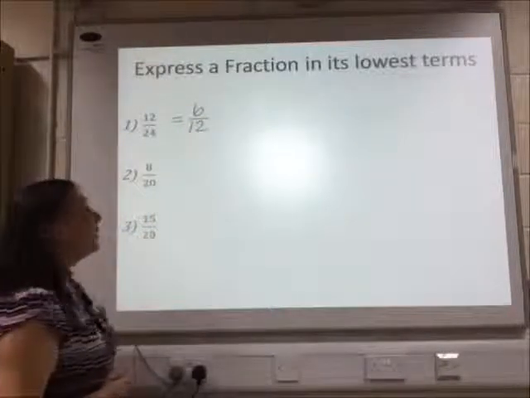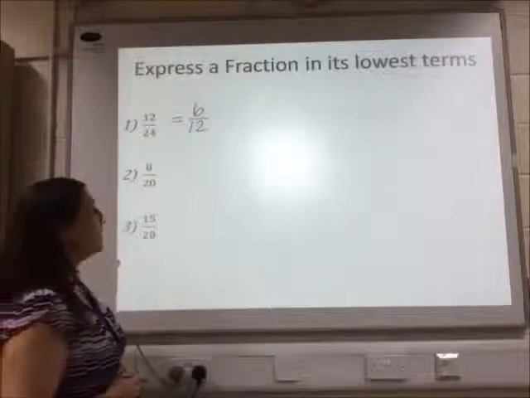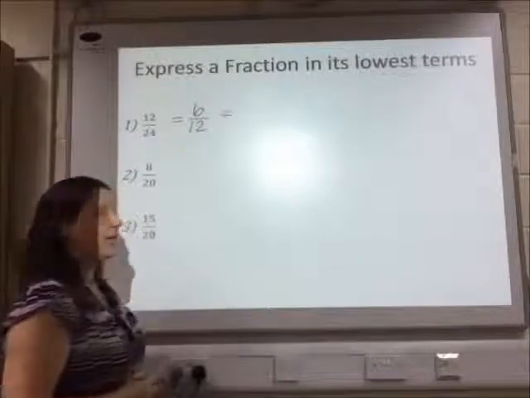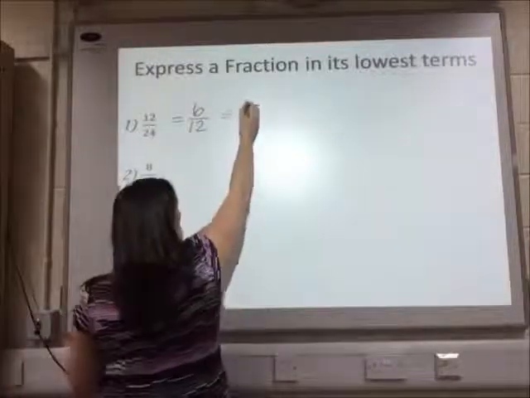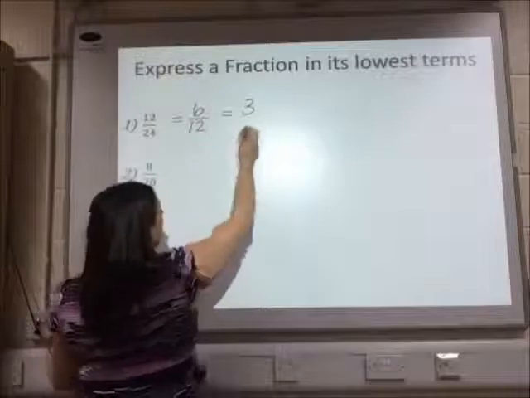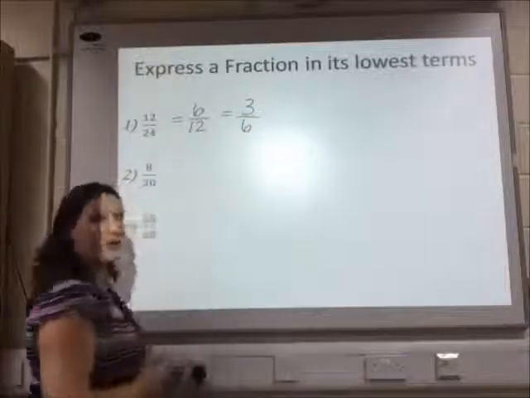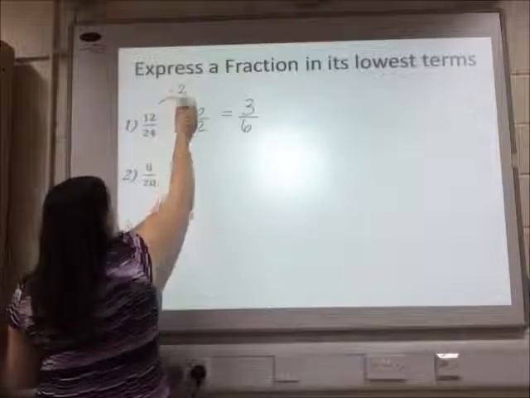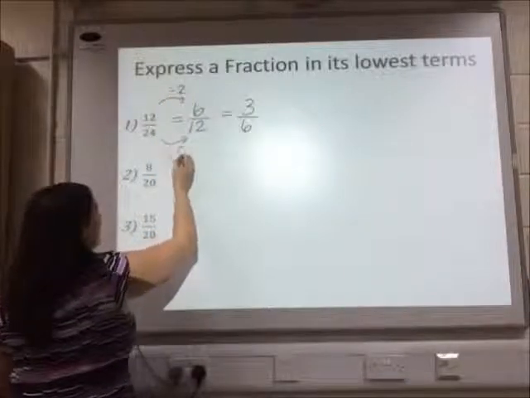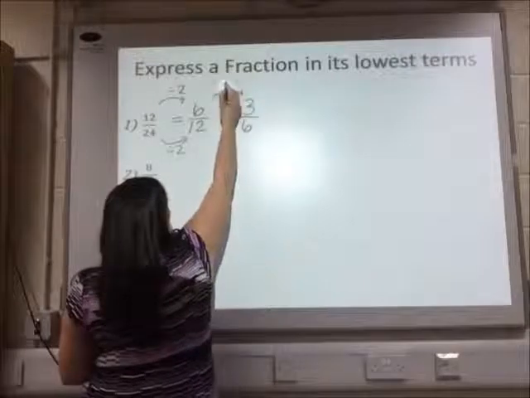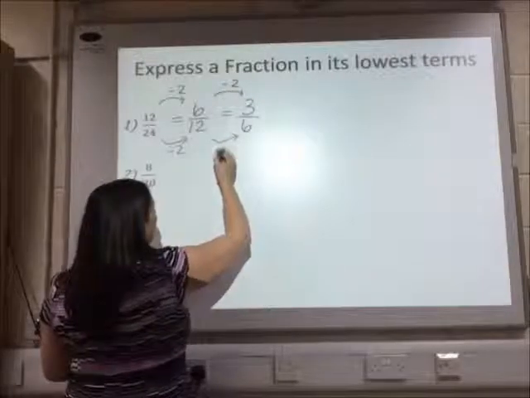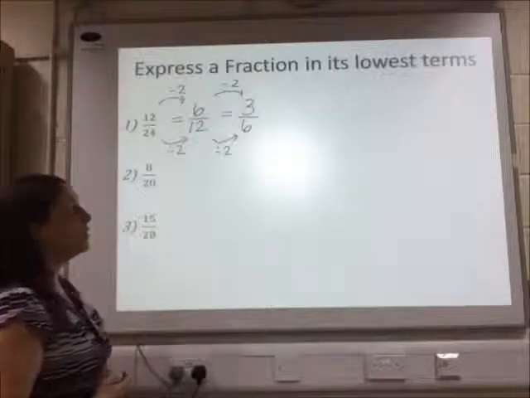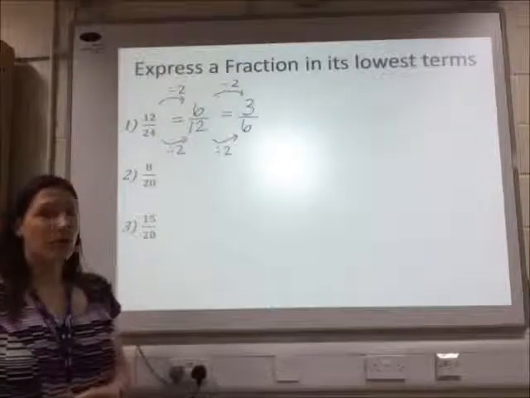I can now check this fraction, but both of these numbers are also even, and so I can divide by the number 2 again. 6 divided by 2 will give me 3, and 12 divided by 2 will give me 6. And so on both steps, we have divided top and bottom by the number 2. This fraction is still not in its lowest terms. However, the number 2 will now not work.